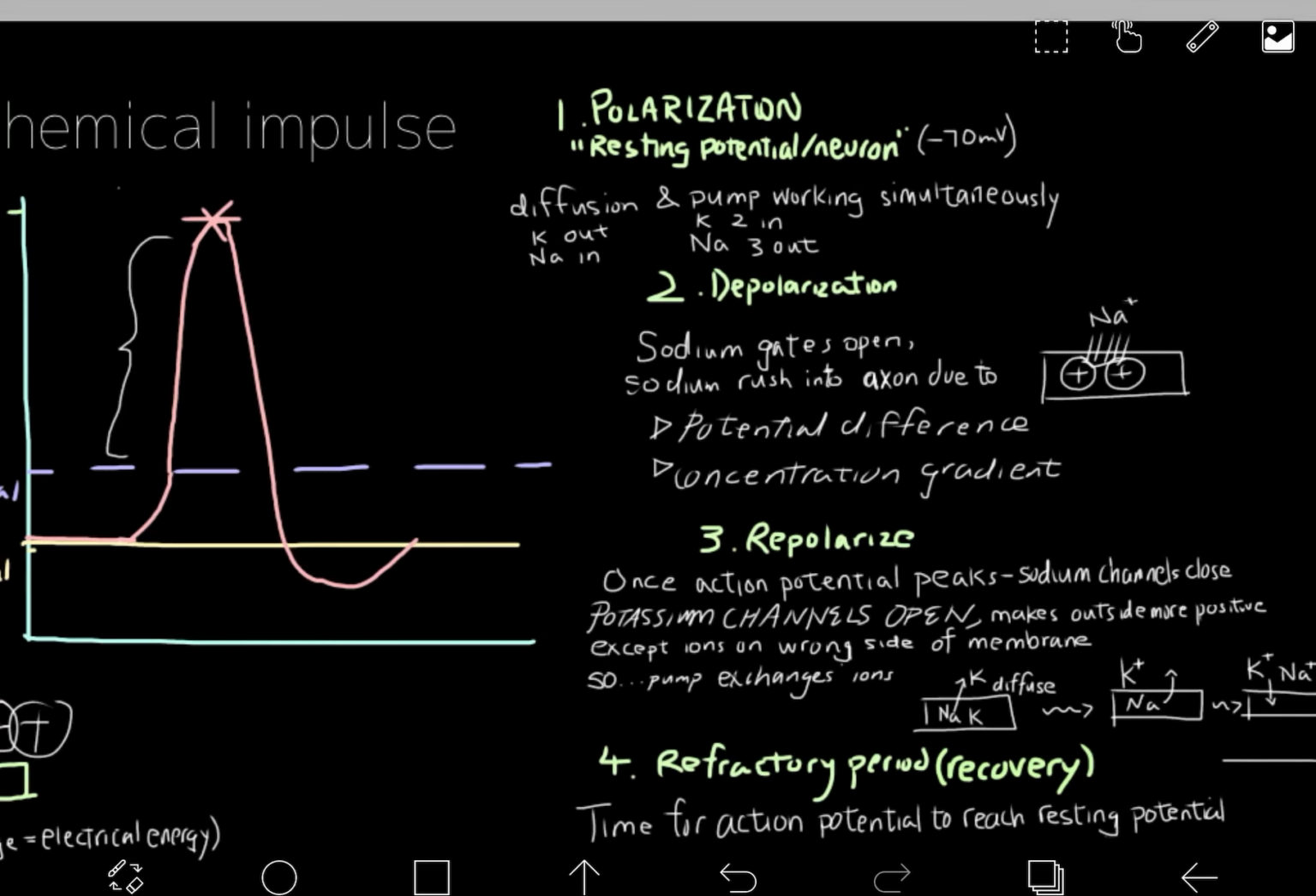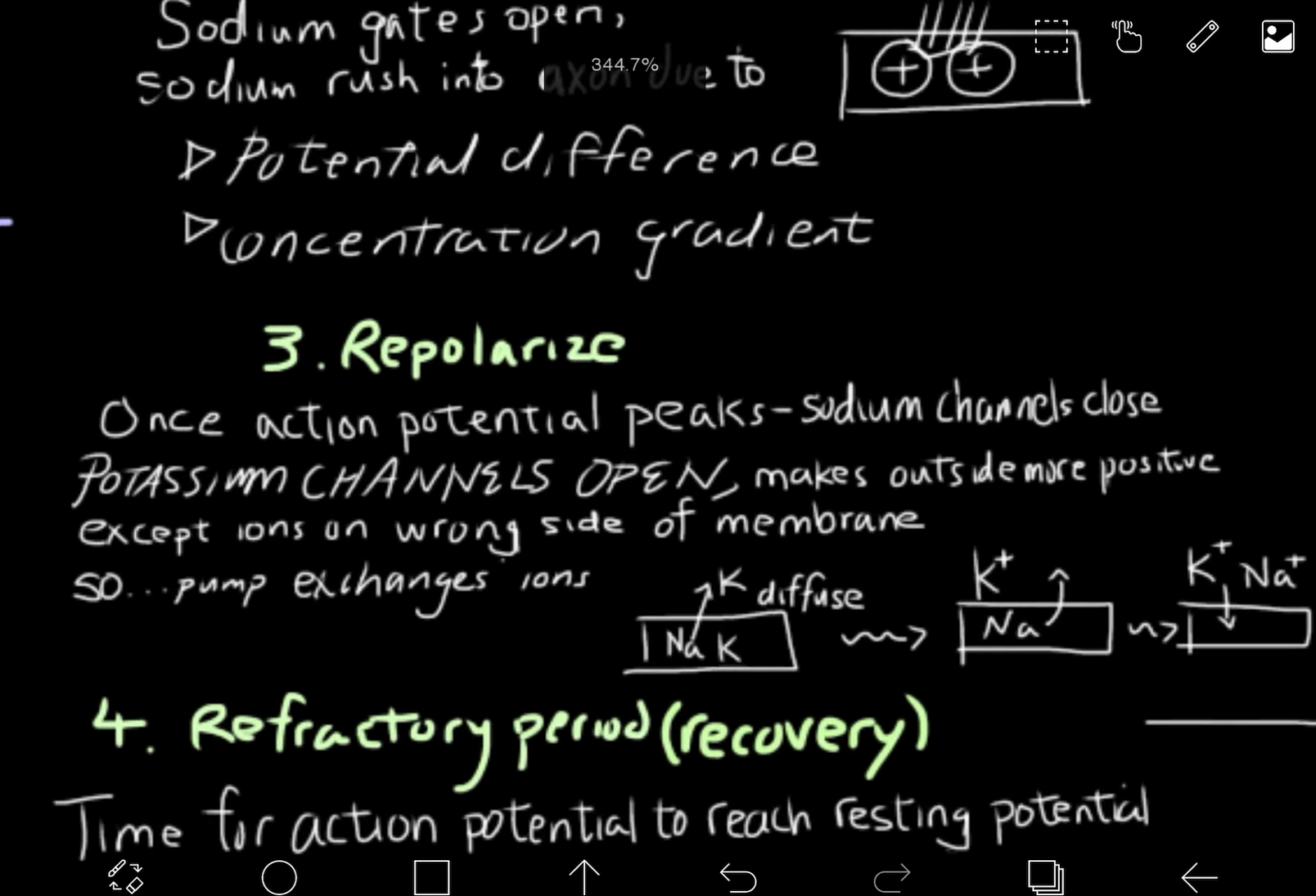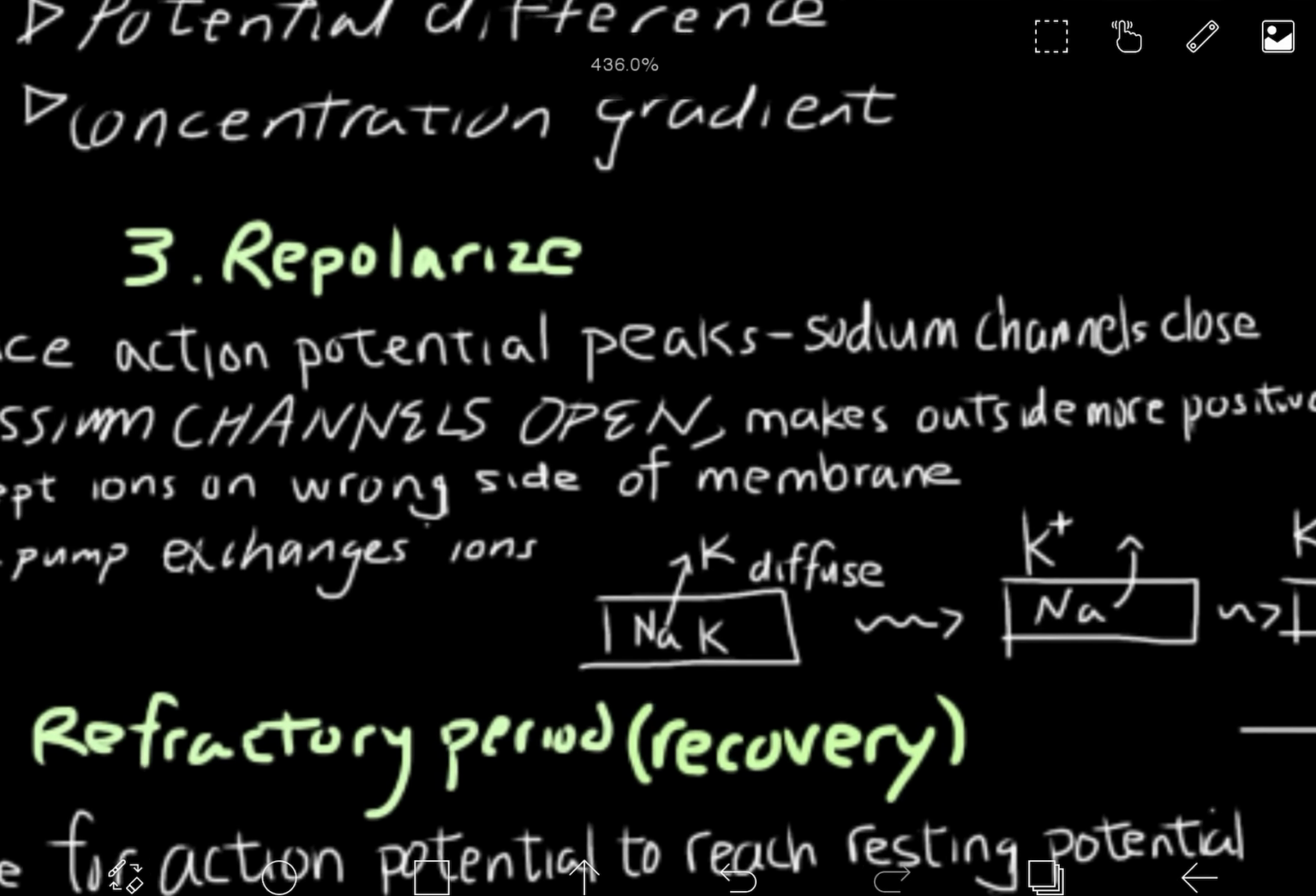So the next part is repolarization. Once the action potential peaks, and this is the action potential peaking, I'll call it the star, sodium channels will close, the potassium channels will open. So when the potassium channels open, this is the part where it happens. When the potassium channels open, it will make the outside of the axon more positive.